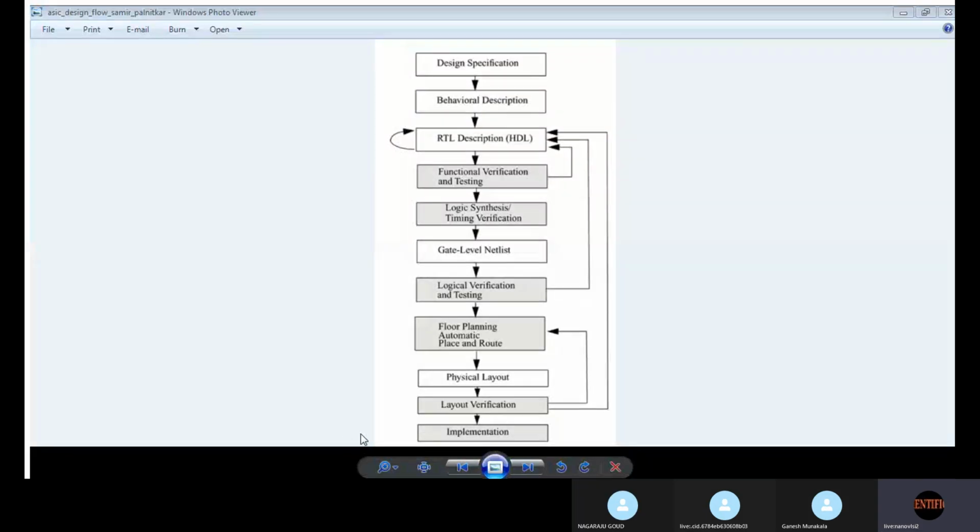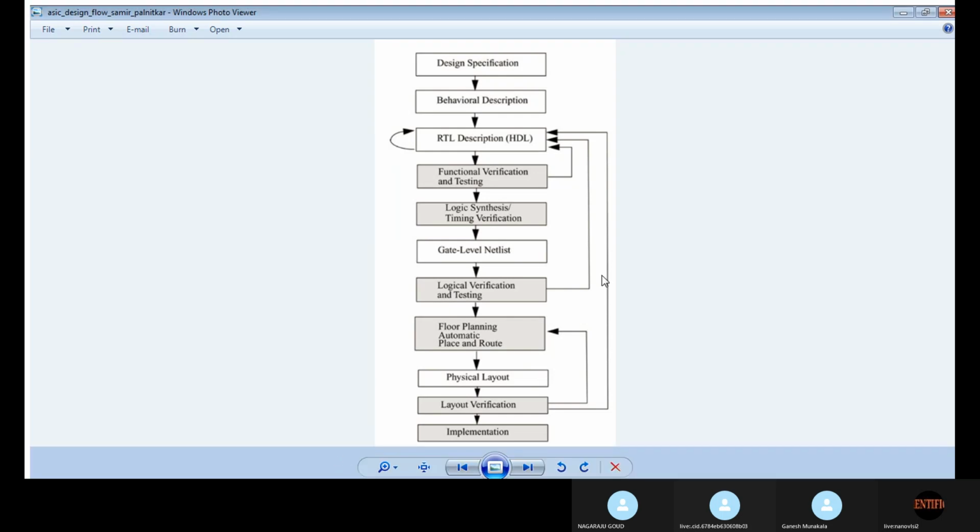So if you see this figure, are you able to see the flow chart? Are you able to see the flow chart? Design specification, behavioral description.